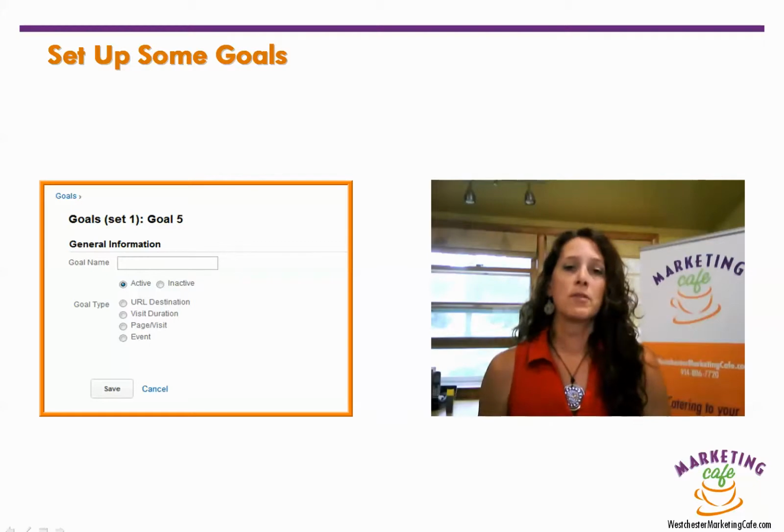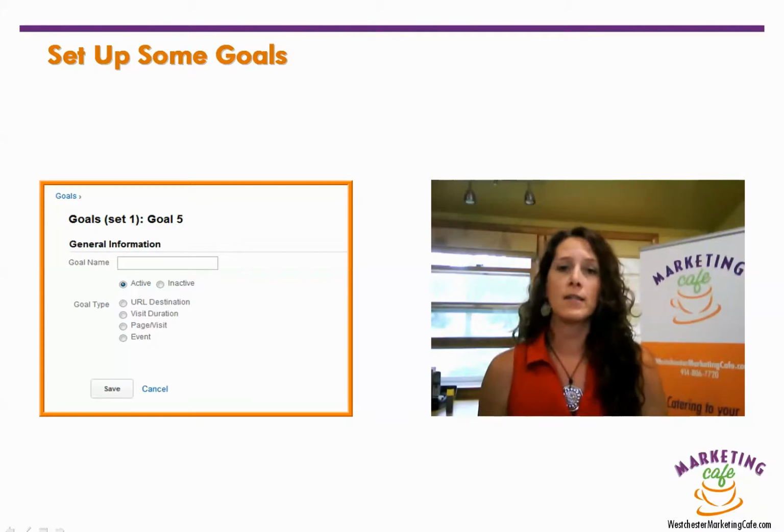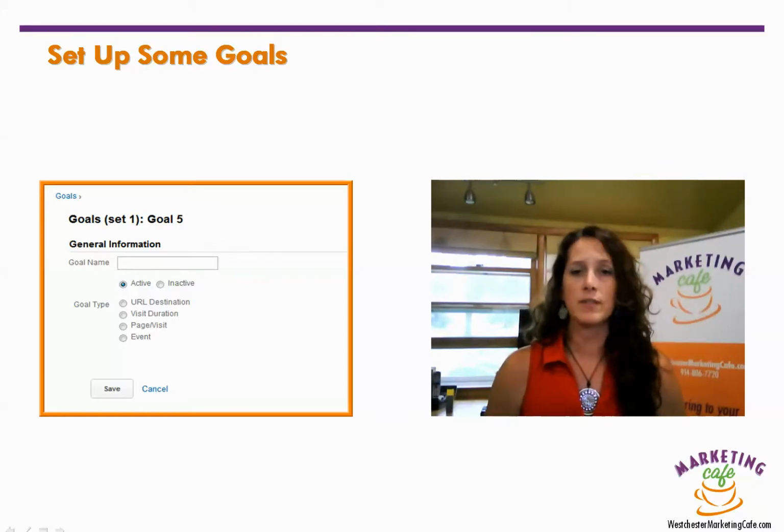2 very similar types of goals are a visit duration and a pages per visit goal. Those 2 goals basically are trying to assess whether or not you are successful in encouraging visitors to delve deeper into your website, and getting them to stay longer means they're reading more content. If they're clicking on more pages per visit, it means they're getting into more of the pages where you're providing information about your business and your services.